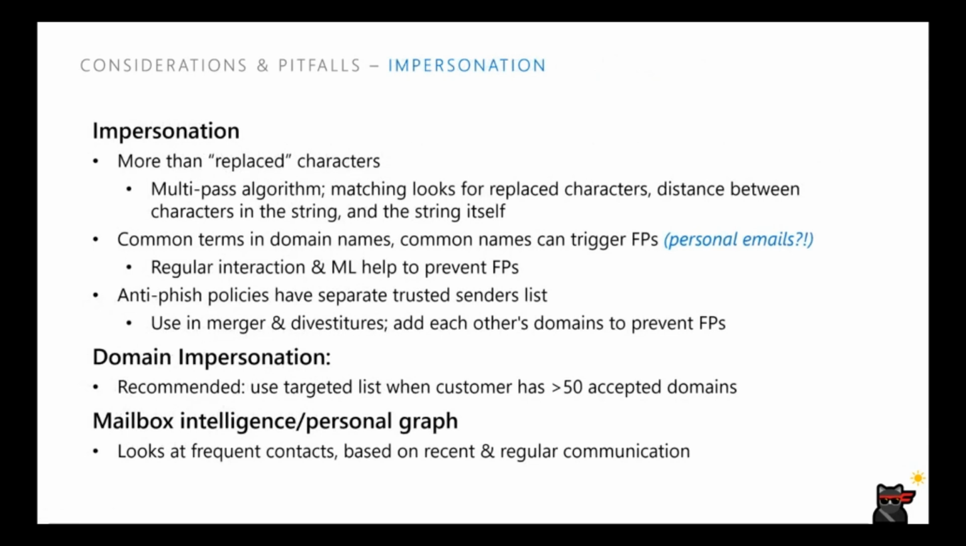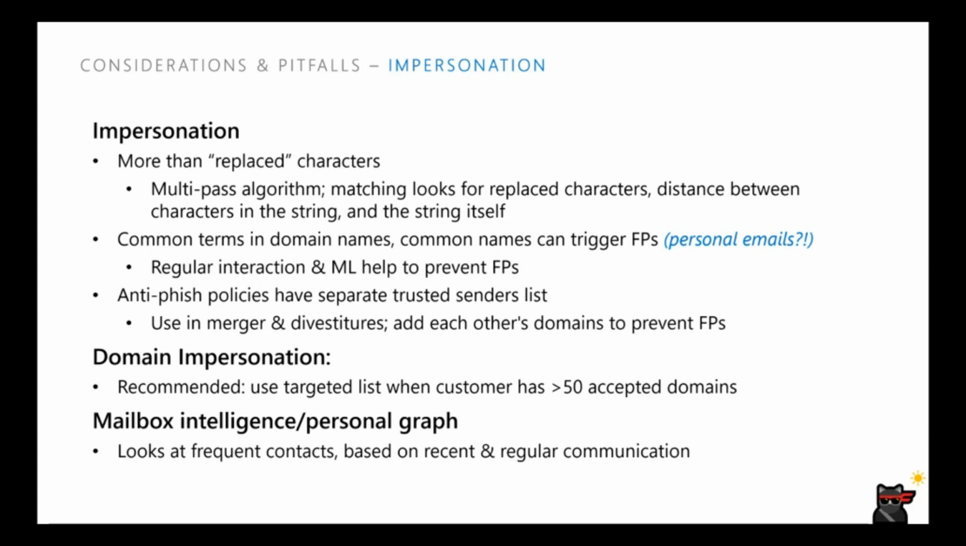Impersonation. It's more than just replaced or displaced characters. The implementation of it is a multi-pass algorithm. We're looking for replaced characters, for distance of that string between characters, padded between other characters, and the string itself from sources that aren't who they say they are, right?